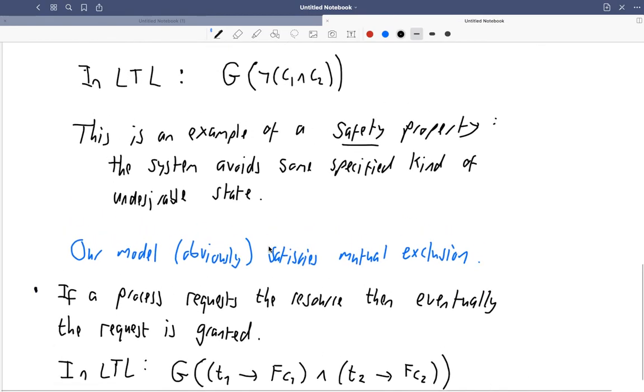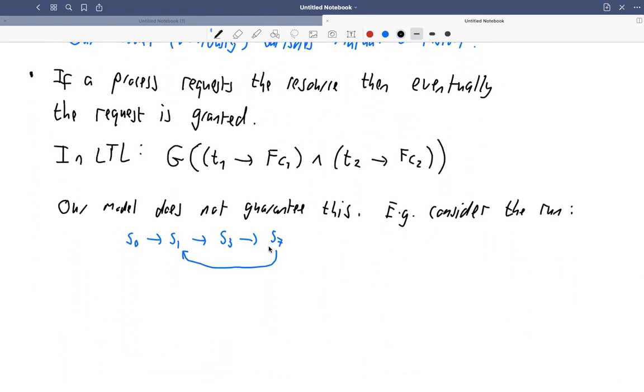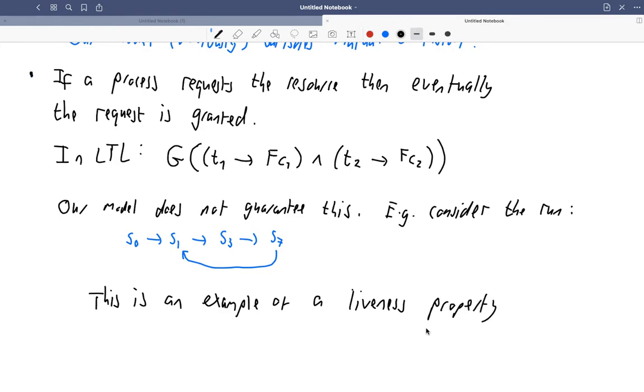And lastly on this, I want to say that this is an example of something called a so-called liveness property. So safety was we avoid something bad happening. Liveness is that something good eventually happens. Or maybe it is always the case that something good eventually happens.